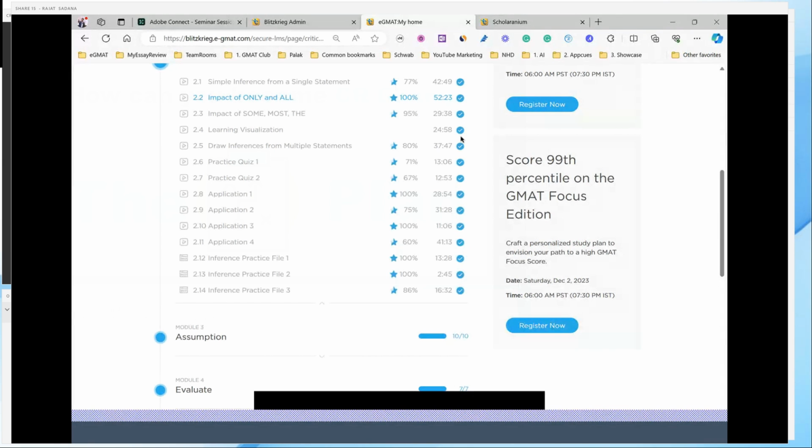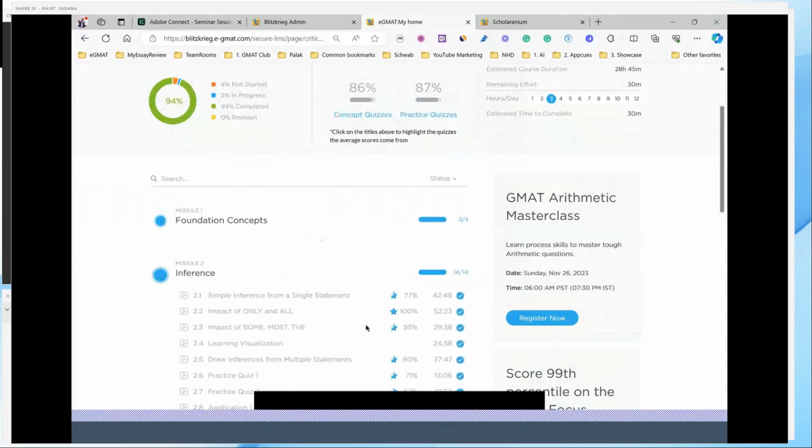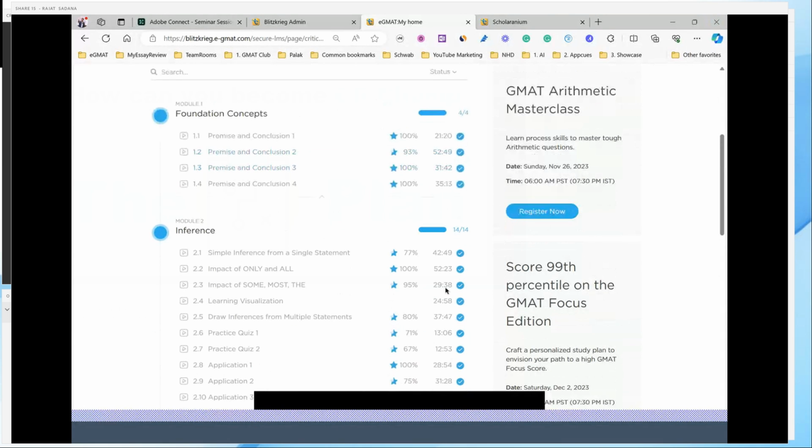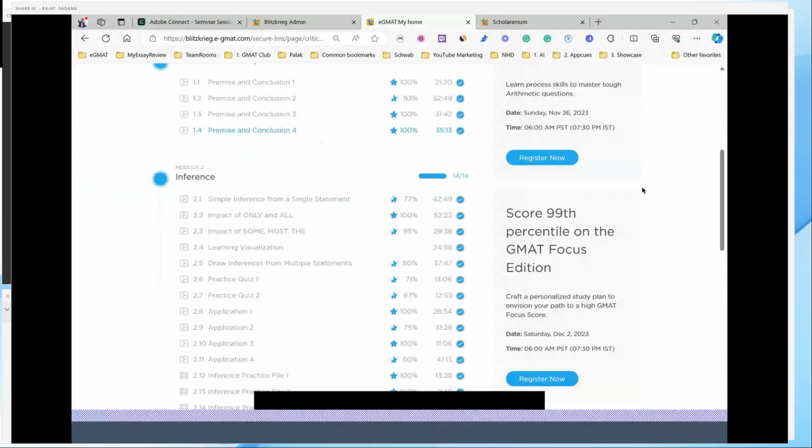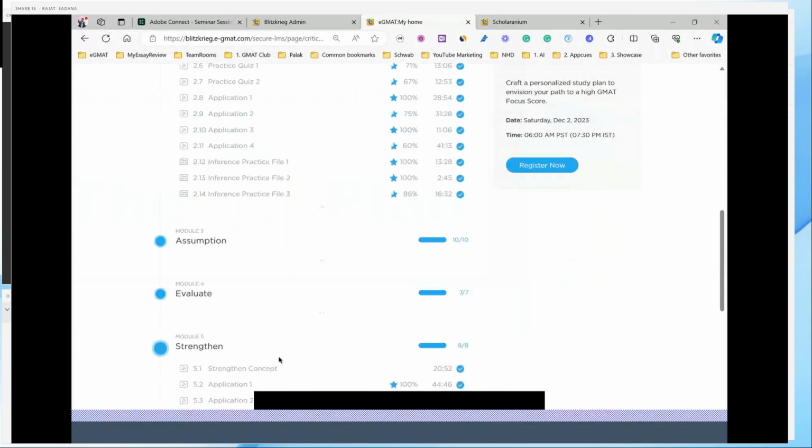And some of you may think, hey, inference, I'm going to get one, at the most two questions. Why do we need to go through so much learning here? Because a lot of the foundation that you build here helps you visualize the conclusion, helps you build that logical structure. It helps you visualize answer choices. Those of you who are asking how to identify which statement is the conclusion, that's where premise and conclusion help you. And you can see that we spend about 2 hours on premise and conclusion.